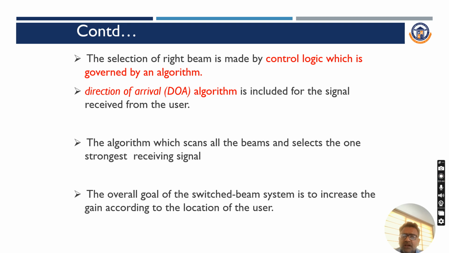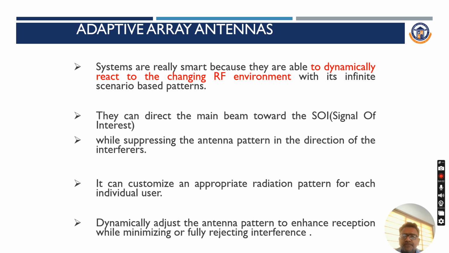So a direction of arrival algorithm is included for the signal received from the user. The algorithm scans all the beams and selects the one with the strongest received signal. The overall goal of the switched beam system is to increase the gain according to the location of the user.